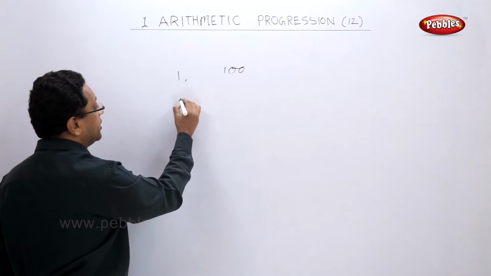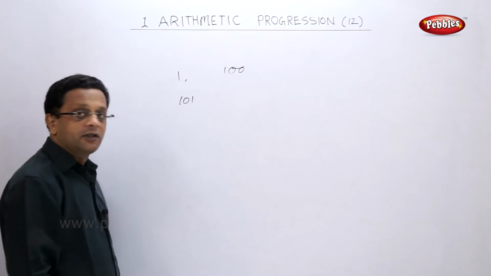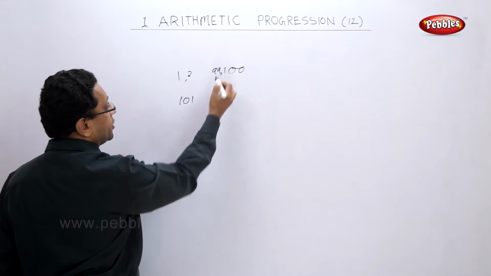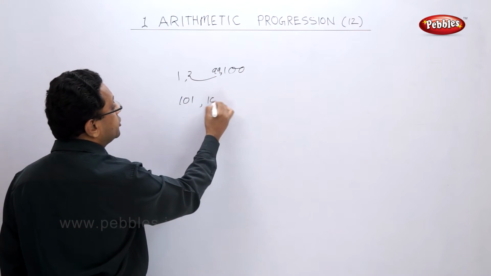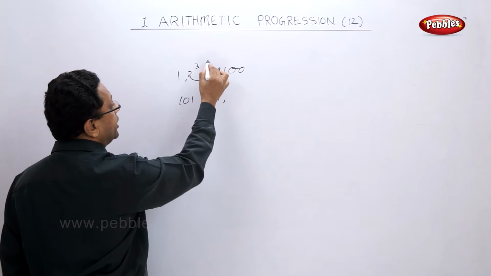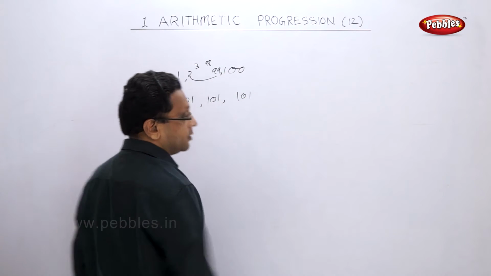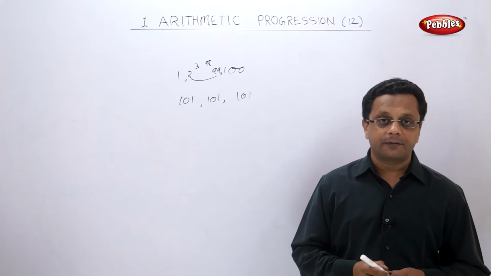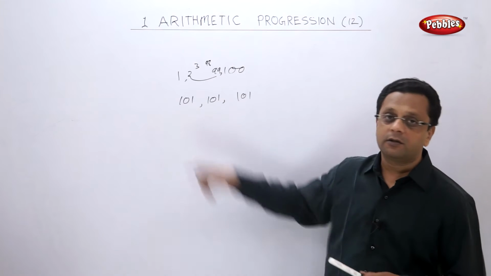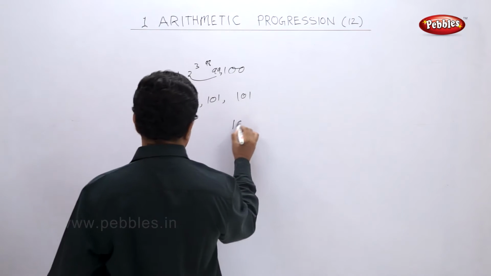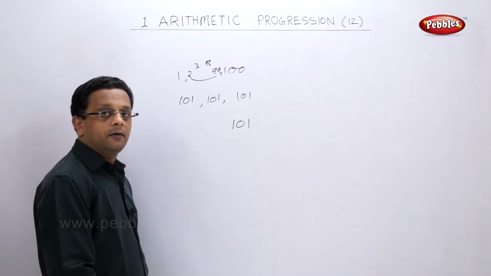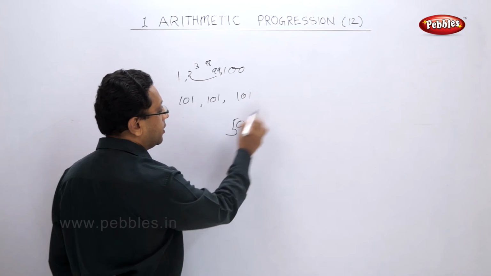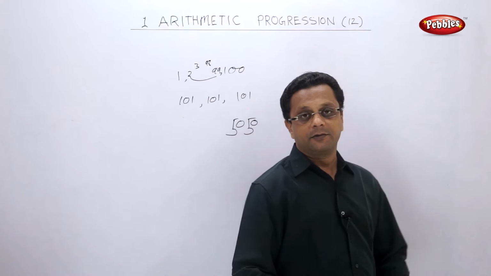if I add 1 and 100, the addition is 101. If I add the second term and second last term, 2 and 99, the addition is 101. If I add 3 and 98, the addition is 101. And since I am taking two numbers at a time, there are 50 pairs from 1 to 100 whose addition is 101. So if 50 pairs are there, I will simply multiply by 50, and 5050 is the answer.